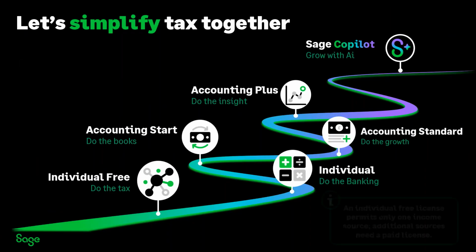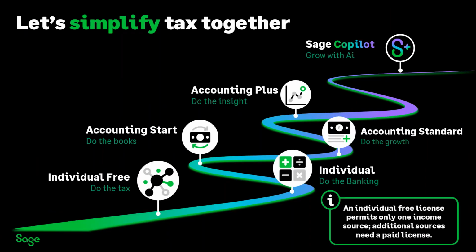Now, what I will say is that Individual Free only permits one income source. So for any additional sources, if you have multiple businesses, or you might have a sole trader business and a landlord business, you will need two separate products. You can have maybe your sole trader business on the Individual Free, and then you might take the normal paid Individual for your landlord business, or vice versa, whichever way around. But you can only have one income source on Individual Free.